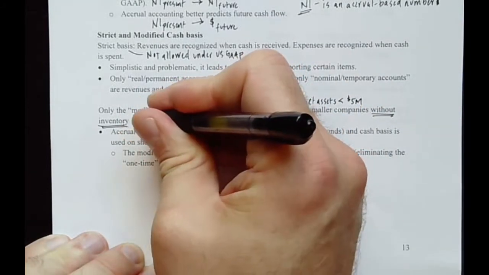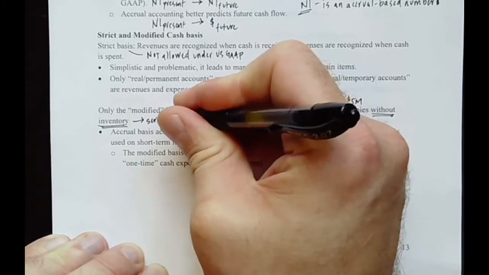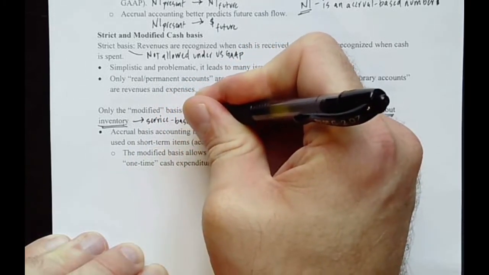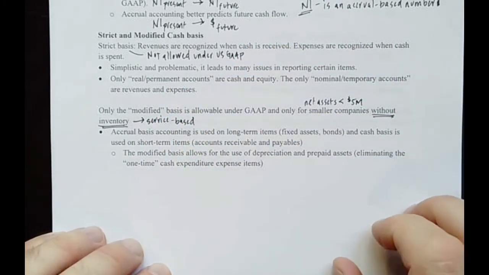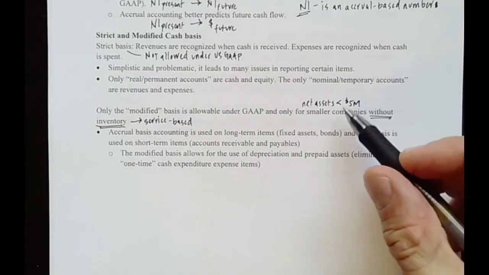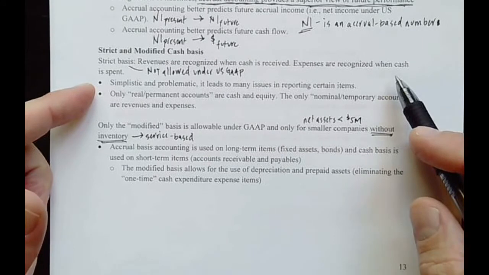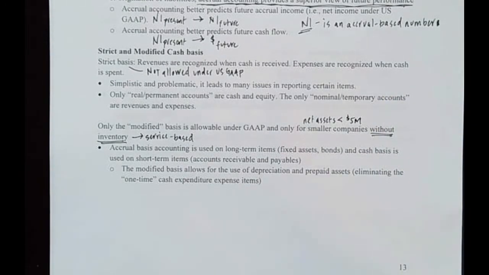So what we're talking about more is a service-based company. This would be useful perhaps if you have a law firm, a CPA firm. You don't have inventory in those companies, and it might be a smaller public accounting firm, or a small tax consultation firm. You could use a modified cash basis. What's the difference? Well, it's basically a modified cash basis and an accrual basis stuck together.